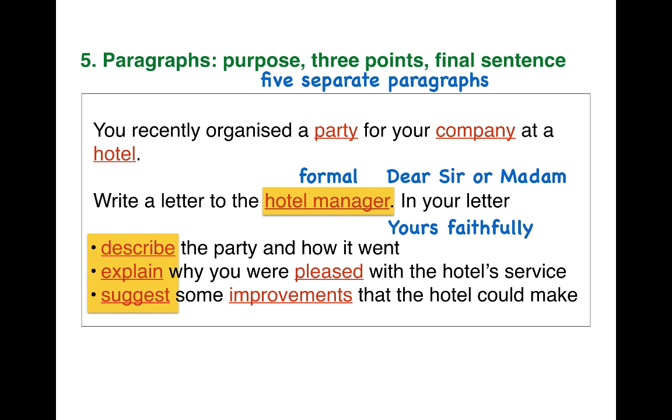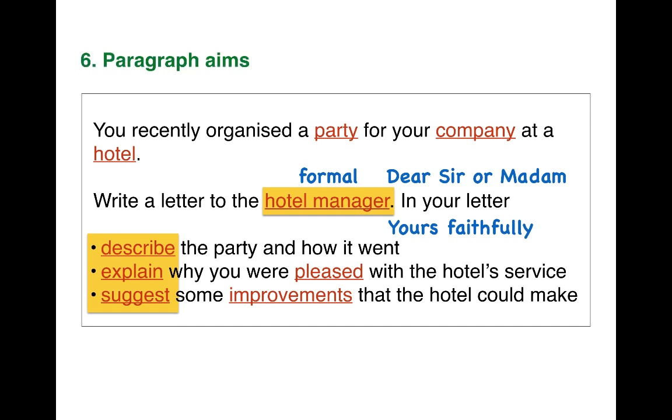And for every letter in writing task 1 in the general test, I'm going to recommend that you write these 5 separate paragraphs. Always have a purpose sentence, separate paragraph, then 3 paragraphs for the 3 bullet points on the task card, and then a final sentence. Step 6, the paragraph aims. Well, you can see the aims here. We have to describe the party, explain why we were pleased, and suggest improvements. We must answer those or fulfill those 3 aims or requirements.